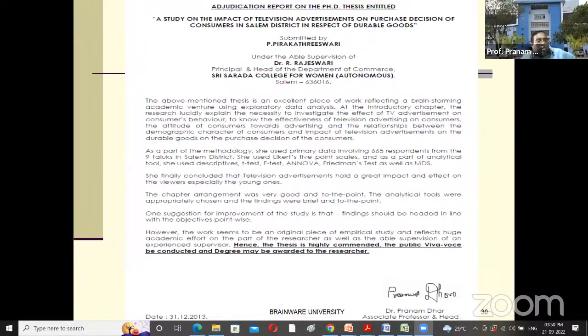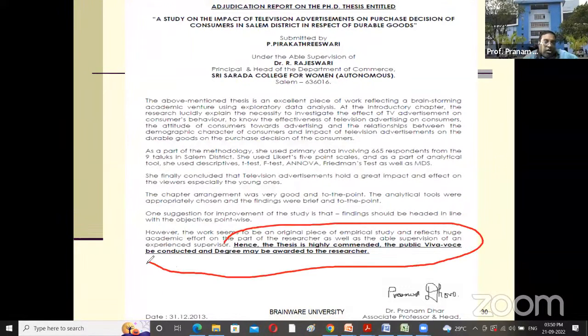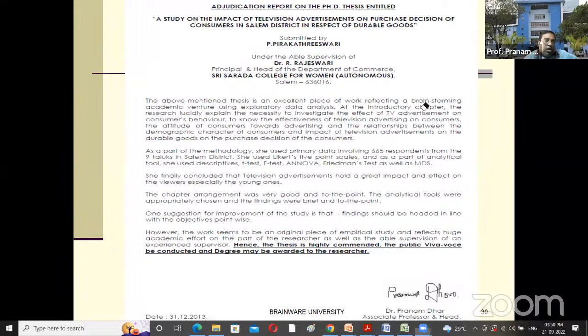I have adjudicated more than 250 theses, and this is one of the reports, confidential, but it was awarded in 2013. So ultimately I am showing this to you, and these are the ultimate words for which you are doing everything. Hence the thesis is highly commended, and the public viva voce may be conducted, and the degree may be awarded to the researcher. So this is the sentence for which you are doing your research.